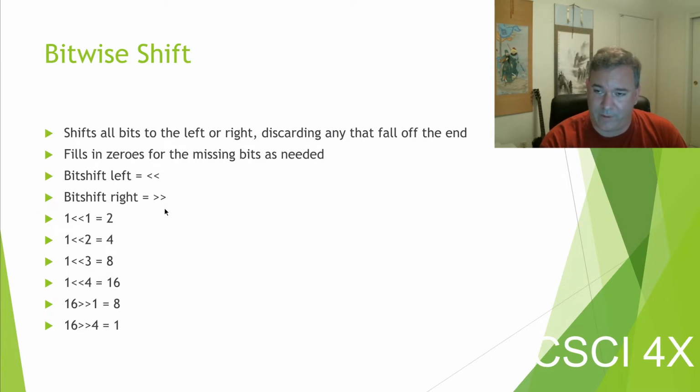So double left arrow and double right arrow are the shift operators in C++ and C. Where have you guys seen double left arrow and double right arrow before? Let's put it that way.